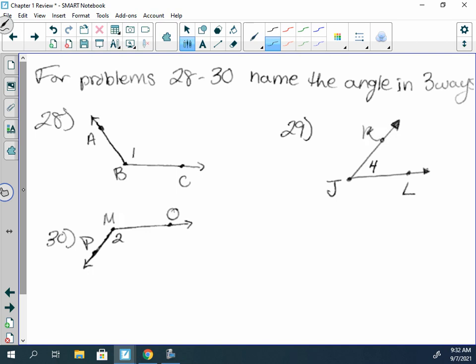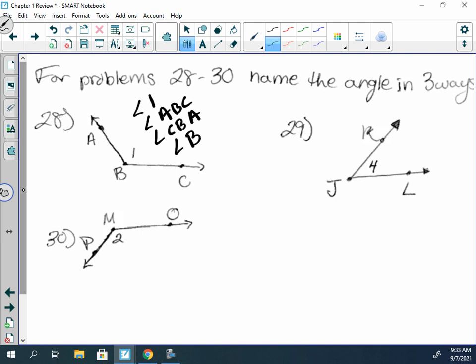Name the angle in 3 ways. Which one? So we could call it what? Angle 1, ABC, CBA, and angle B. Because as long as we have one angle, we can use the vertex.